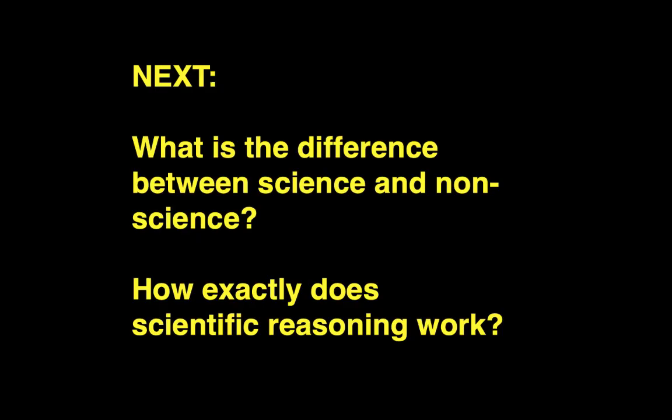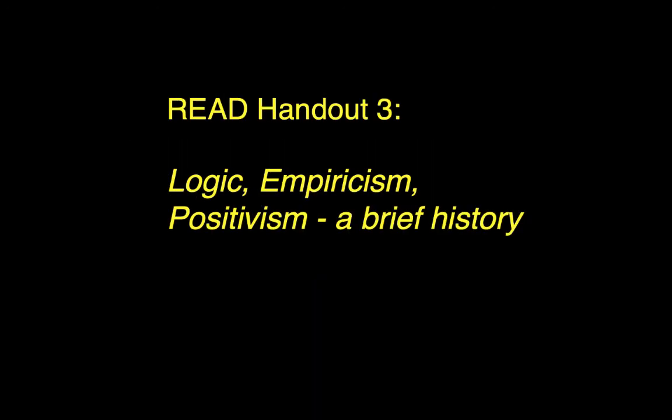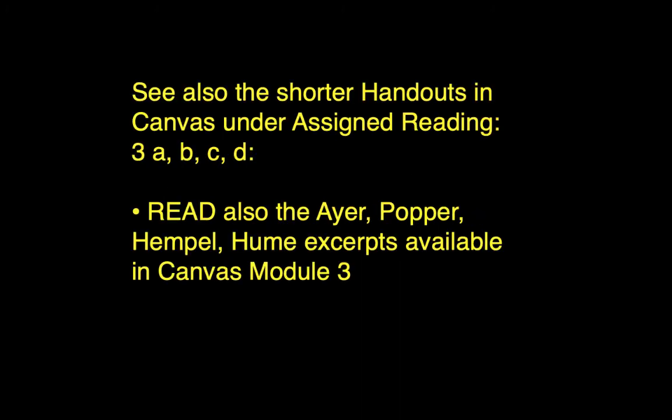Up next, in the next lecture, what is the difference between science and non-science? How exactly does scientific reasoning work? I'm going to give you a short historical introduction to the logic of science. For this, next week, read handout 3. Logic, empiricism, positivism, a brief history. See also the shorter handouts in Canvas under assigned reading. That is handout 3A, 3B, 3C, 3D. Read also the Ayer, Popper, Hempel, Hume excerpts available in Canvas Module 3. This is the end of the slideshow.